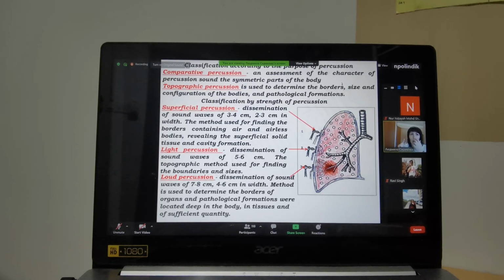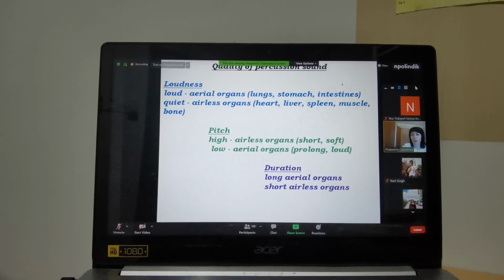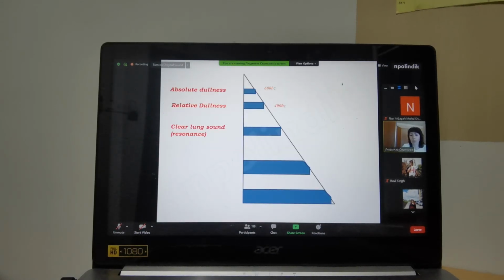Only for percussion of the heart, in future you will study this, we have relative and absolute borders of the heart. For the absolute borders of the heart, super light percussion can be used. For the lung, we don't use super light percussion. Only loud, that is comparative, and light, that is topographic in this case. Sounds, according to loudness, allow me to skip it.